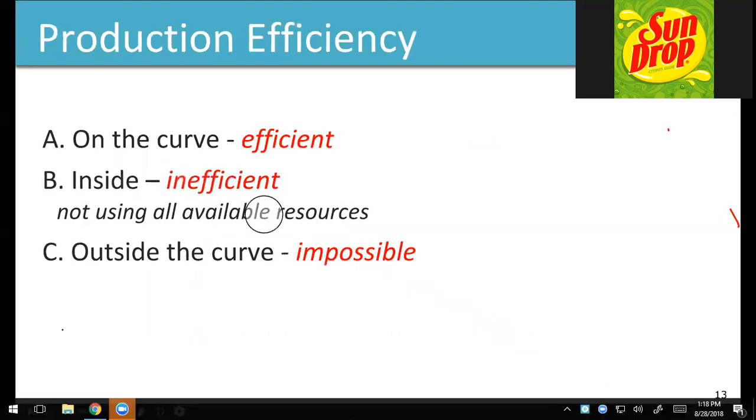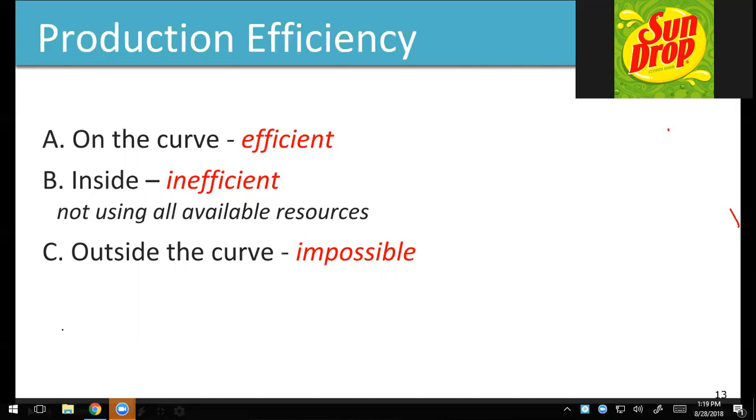So when looking at the curve there, point A, somewhere on the curve, Haley is being efficient. She's using all 10 of her acres. If she was inside the line like point B was, she maybe is only using 7 out of her 10 acres. That ain't very efficient. That's inefficient, right? Outside the curve, point C, that's impossible because she's trying to do 20 acres worth of growing on a 10-acre farm. That didn't work very well, right? Neighbors won't appreciate that very well, right?